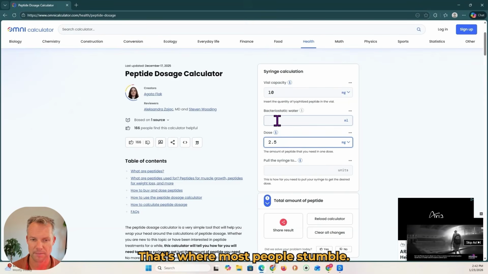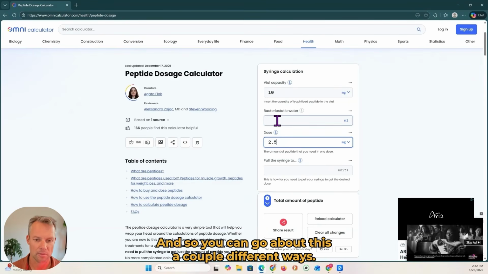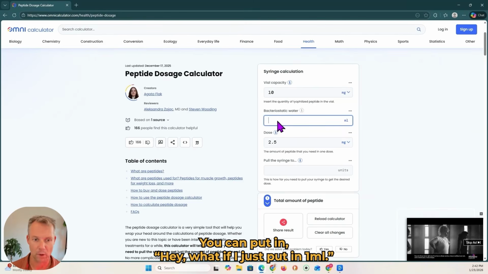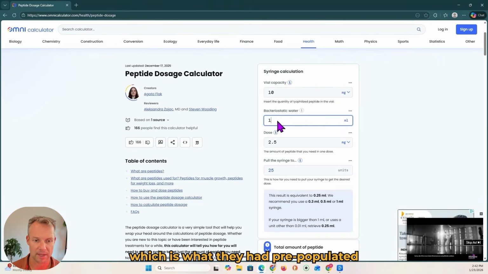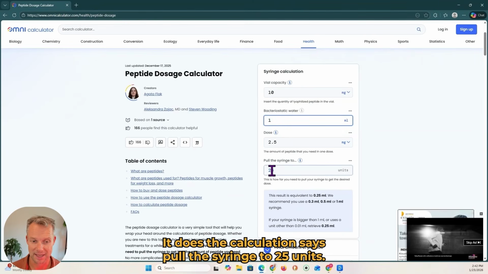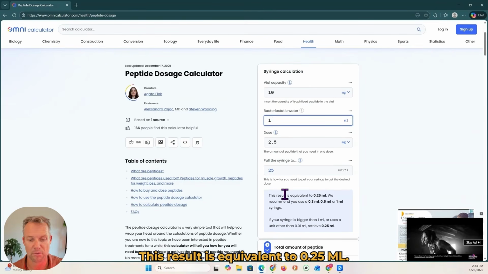That's where most people stumble, and you can go about this a couple different ways. You can put in, hey, what if I just put in 1 ml, which is what they had pre-populated. Then coming down here, you can see it populates itself. It does the calculation and says, pull the syringe to 25 units. This result is equivalent to 0.25 ml.